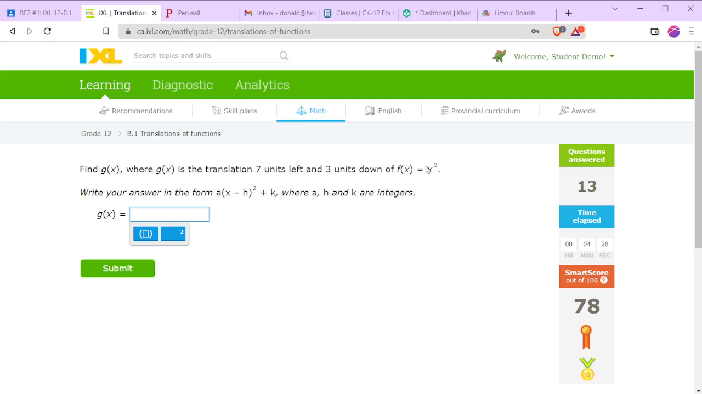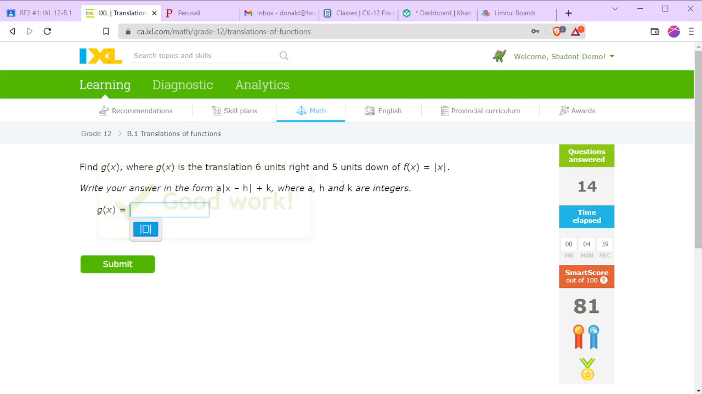Now we want to take x squared, move it 7 left, and then we want to move it 3 down. Now here, the absolute value of x has to go 6 units right and 5 down.